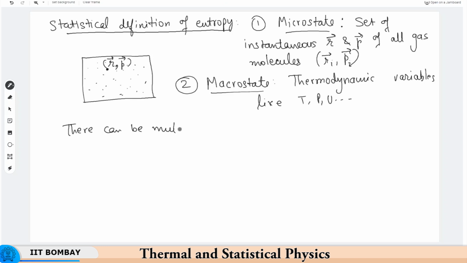So what I mean is there can be multiple microstates corresponding to a macrostate. So a macrostate can have many microstates which give rise to that particular macrostate, like a thermodynamic variable.